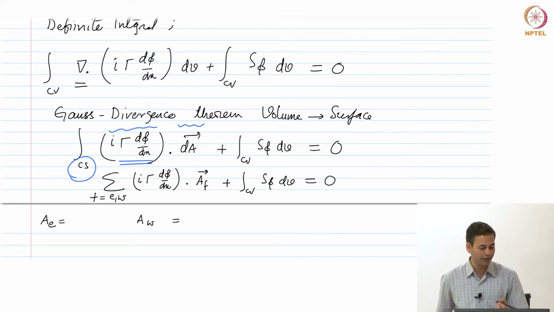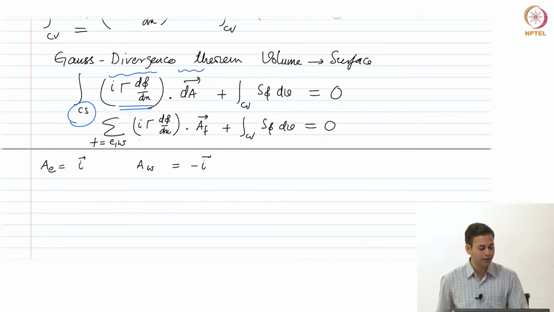What is A west or A east? 1 unit, and in a vector form A east would be i bar, and A west would be minus i bar, minus i cap. Okay, so we have these two. Now, if I were to dot with these A_f bar, what will be the terms? We have i dot i when we apply east, and we have i dot minus i when we apply the west face.